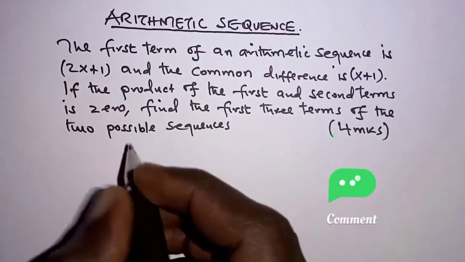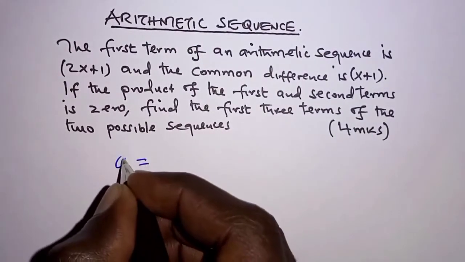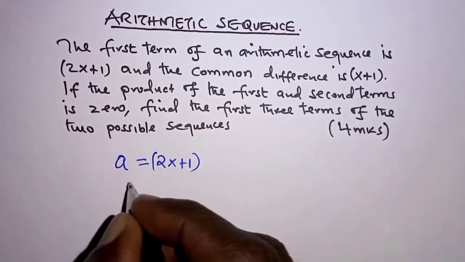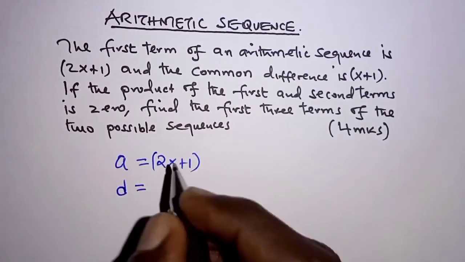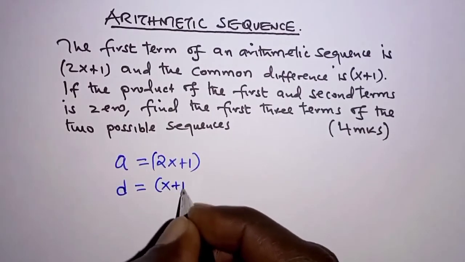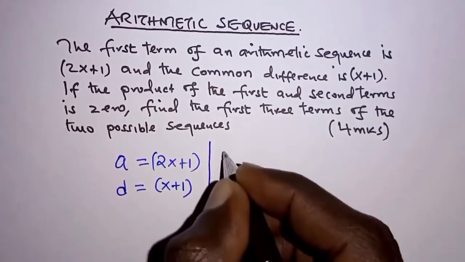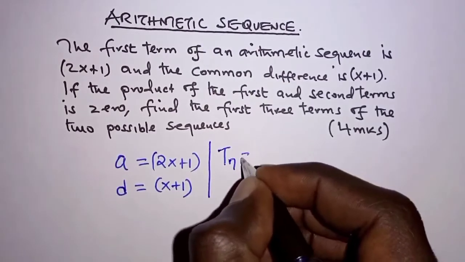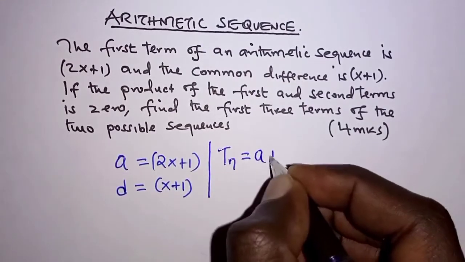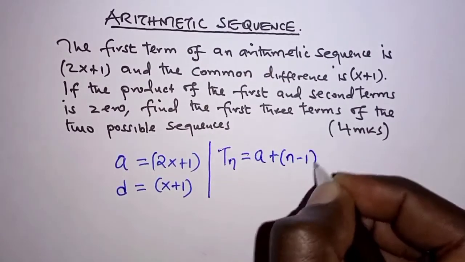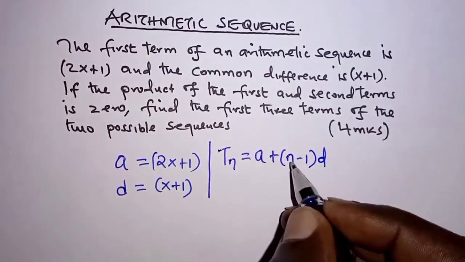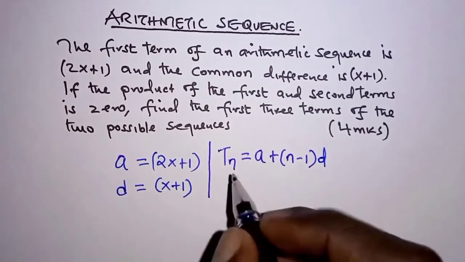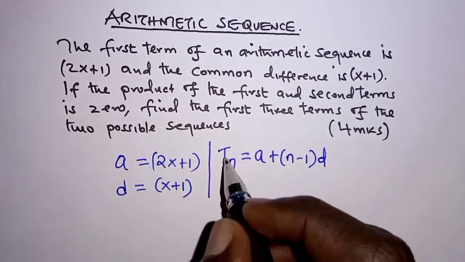Well, we're told that the first term is given as 2x plus 1, and then the common difference d is given as x plus 1. Now, the nth term of an arithmetic sequence is usually given as the first term plus n minus 1 times d, where n is the number of terms, d is the common difference, and a is the first term. T sub n is just the nth term.